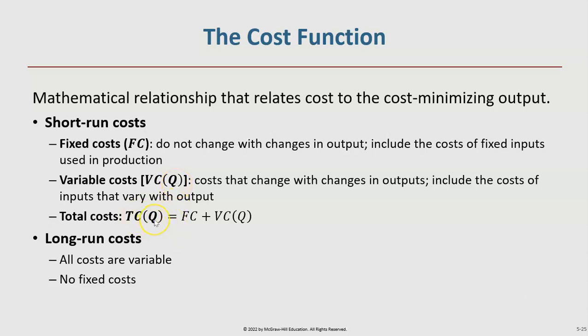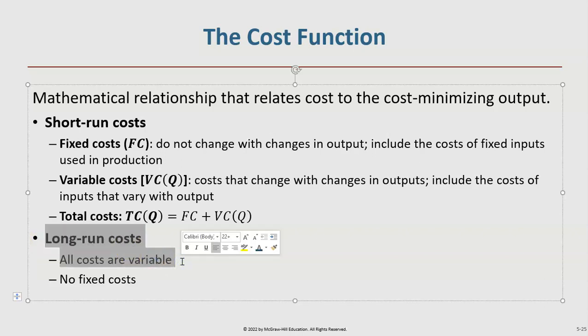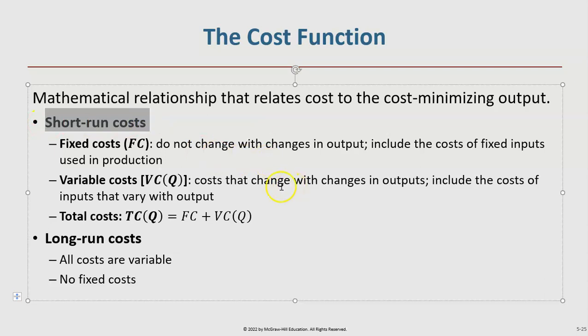Okay, so the total cost of production changes with output. So total cost is a function of output, and that's equal to fixed cost plus variable cost, which changes with output. Okay, when we get into the long run later in the semester, we'll see that all costs are variable, and there's no fixed cost. But for now, we're going to focus on the short run.